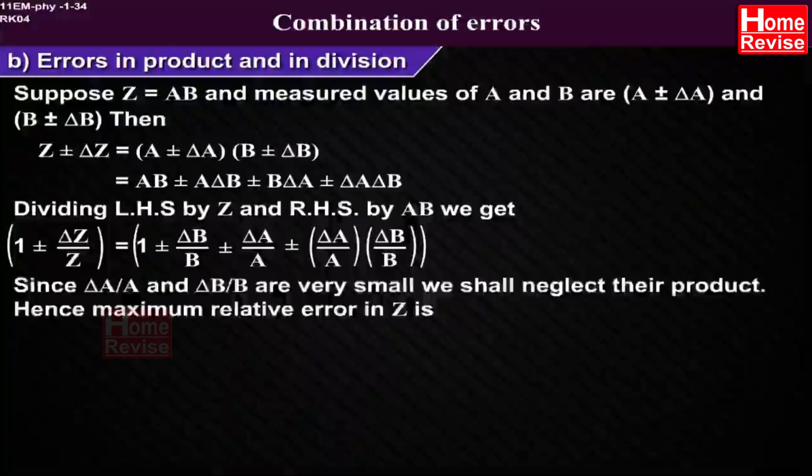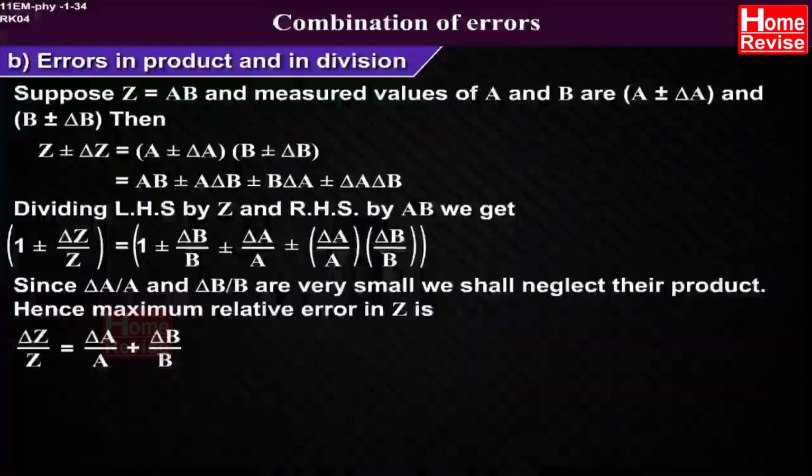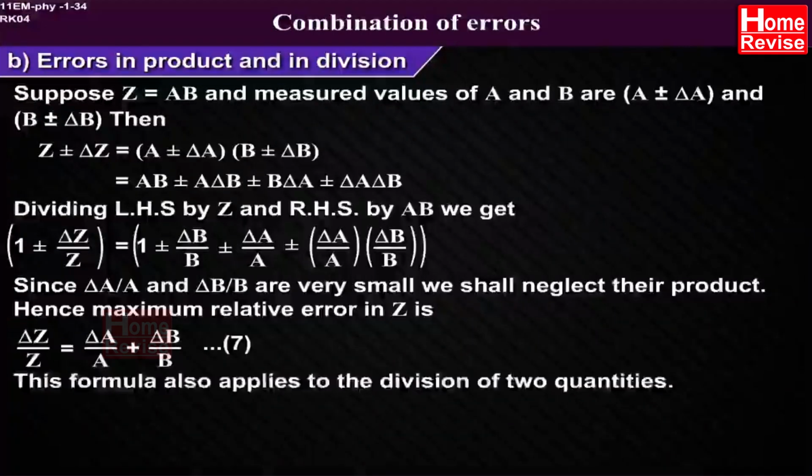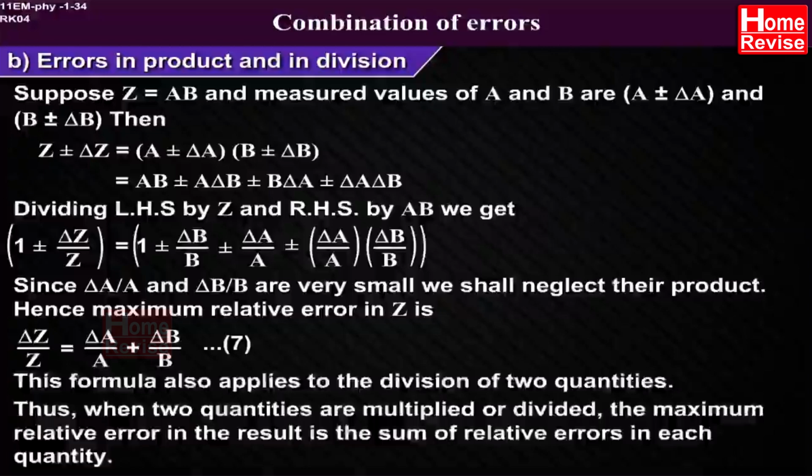Since ΔA/A and ΔB/B are very small, we can neglect their product. Hence, the maximum relative error in Z is ΔZ/Z = ΔA/A + ΔB/B. Let this be equation 7. This formula also applies to the division of two quantities. Thus, when two quantities are multiplied or divided, the maximum relative error in the result is the sum of the relative errors in each quantity.